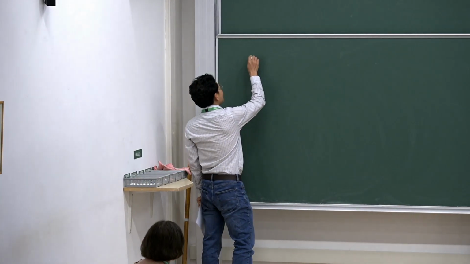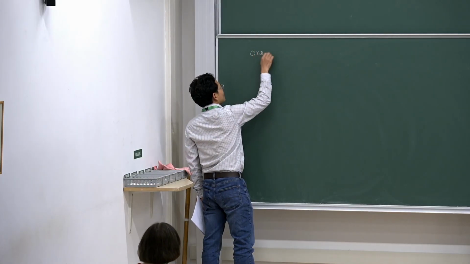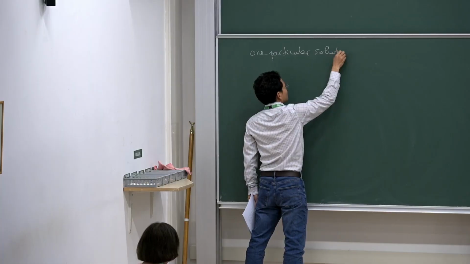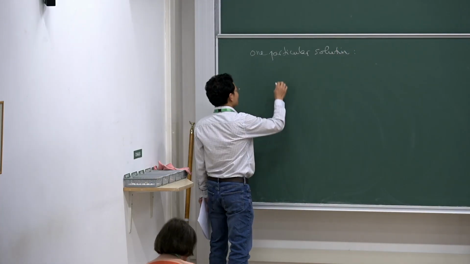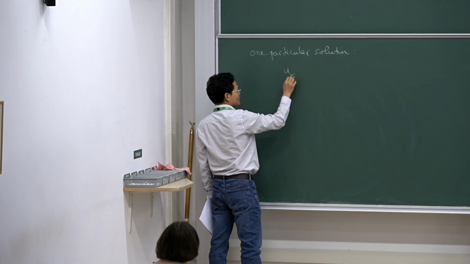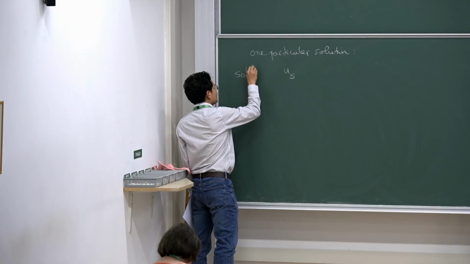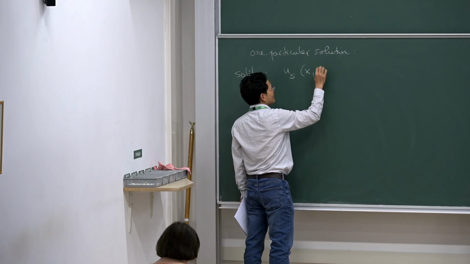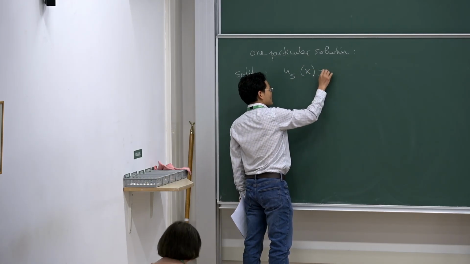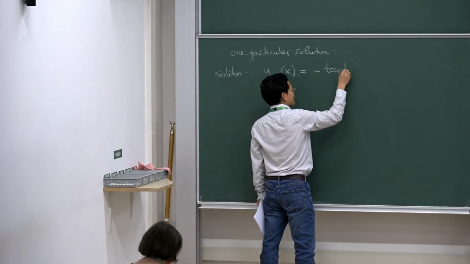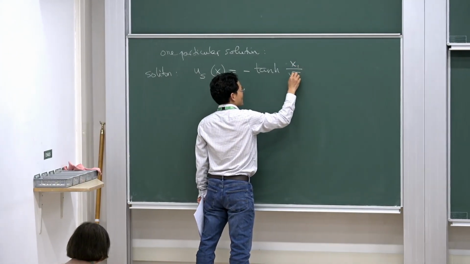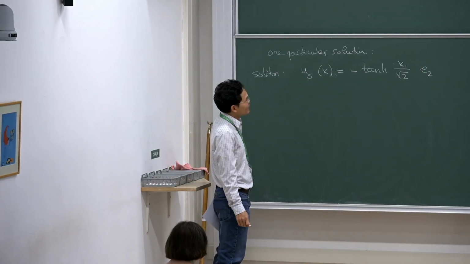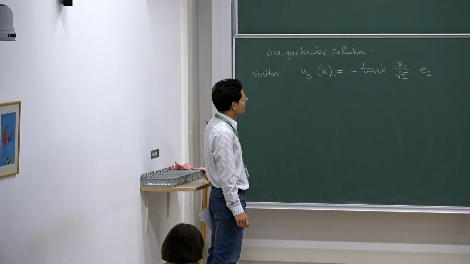In this context, one particular solution is given in closed form. I call it the soliton. It has the closed form, as a function of x1, of minus tanh of x1 divided by root 2, in e2. So it's a one-dimensional solution.